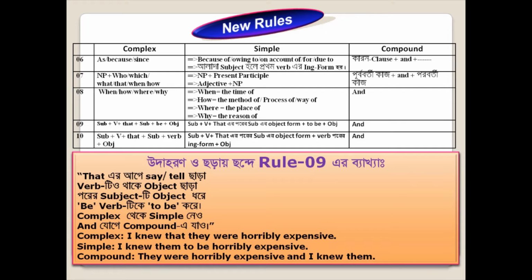In simple, subject plus verb plus that, then the object form of the next subject plus the ing form of the verb plus object. Compound: You will have to use only and.